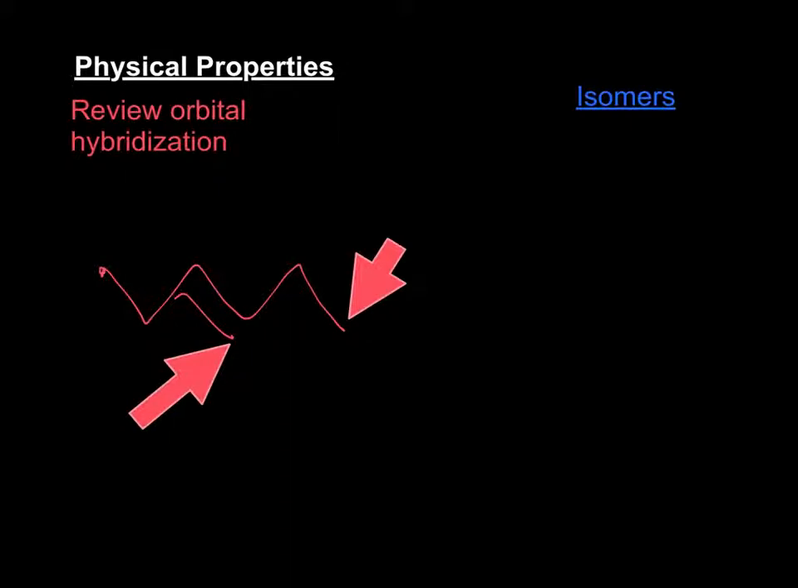The terminal one, first of all, what shape is that terminal one? There's a carbon in a single bond, so therefore it's tetrahedral. And what's its orbital hybridization? It's sp3. Whereas if it's in a double bond, what's its shape going to be? Trigonal planar, and its orbital hybridization would be sp2.